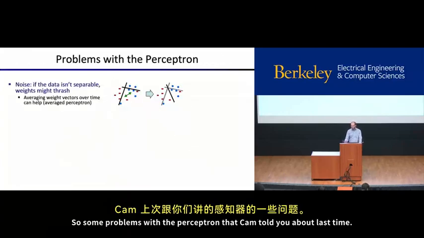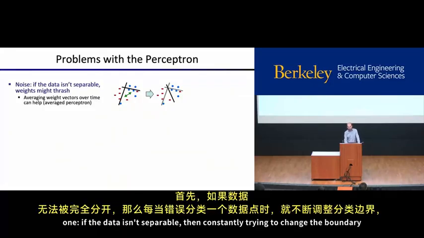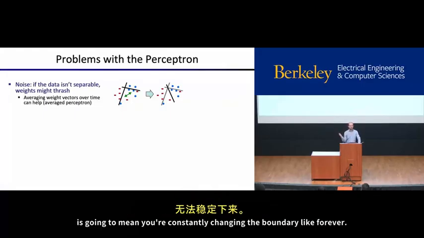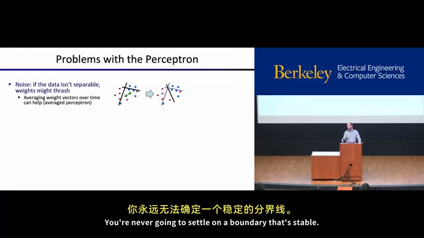So some problems with the perceptron that Cam told you about last time. One, if the data isn't separable, then constantly trying to change the boundary when you misclassify a point is going to mean you're constantly changing the boundary, like forever. You're never going to settle on a boundary that's stable.